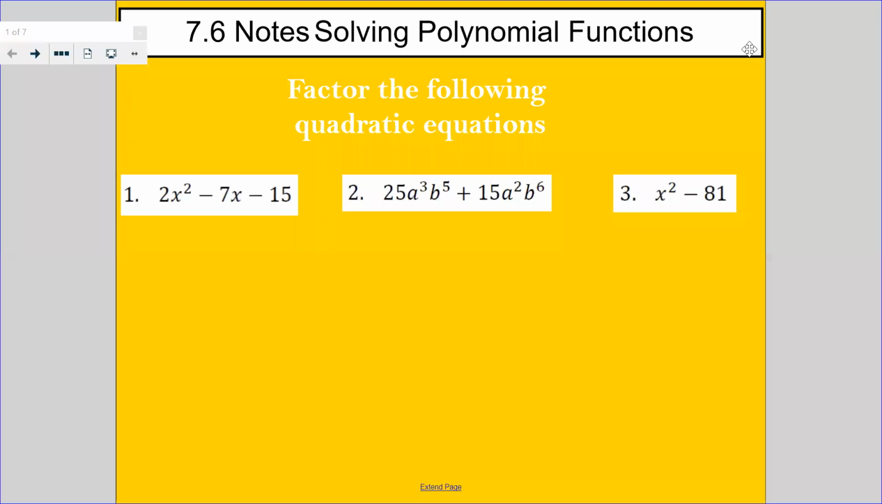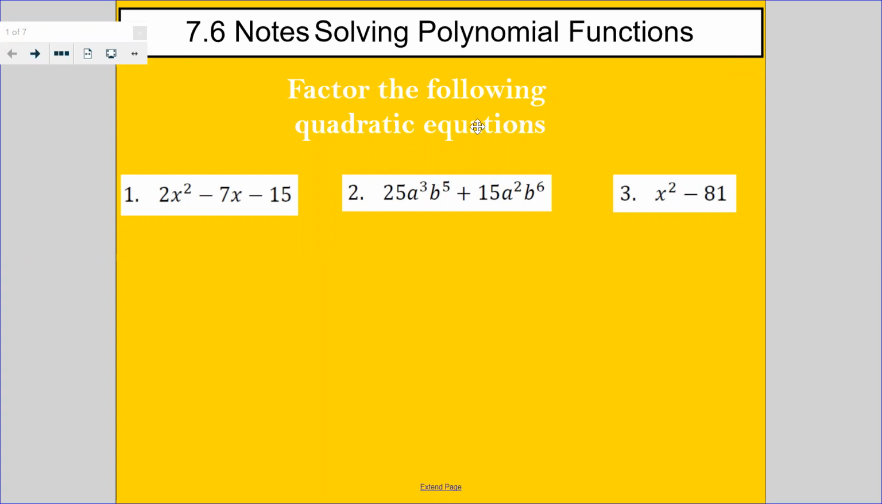All right, so 7.6, we've been working with polynomial functions, things that are bigger than powers of 2, different things like that. And the next lesson, 7.6, we're going to be learning how to solve polynomial functions. So we're going to need some skills that we've used before. One of them is factoring using the X method or difference of squares or other techniques. So we're going to review some of those and then talk about some new ones.